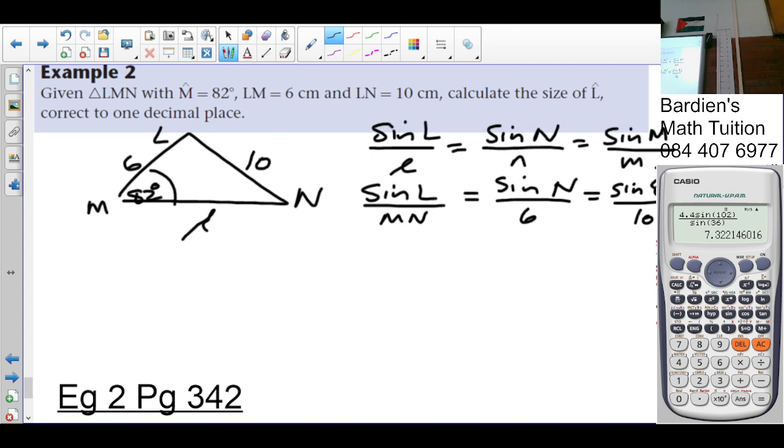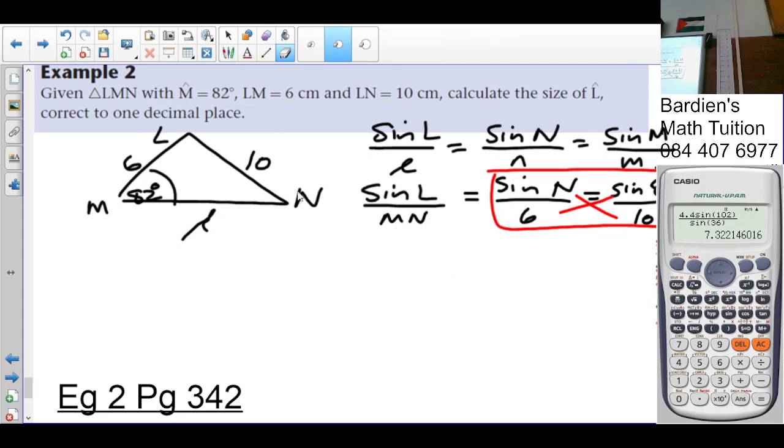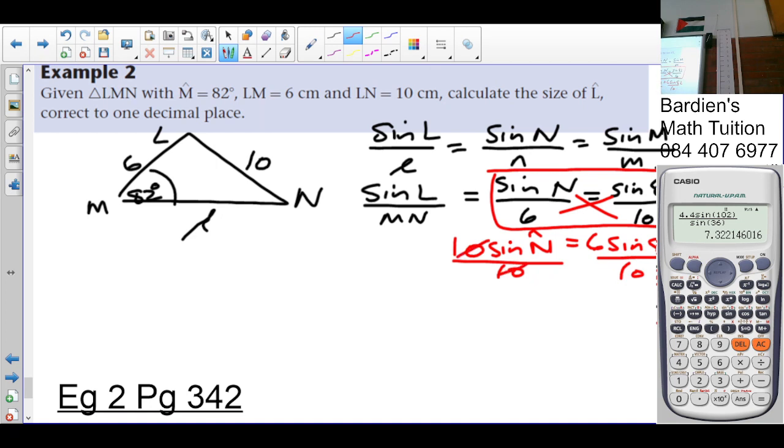But what can I calculate at this point? I can calculate N. Angle N. So what do I do? Cross multiply. That will be simply sine of N over 6 is equal to sine of 82 over 10, which is simply 10 sine angle N is equal to 6 sine 82 degrees. Now what? We divide by 10 both sides. So that cancels. So sine of angle N is equal to. Put that in the calculator. What did you get?